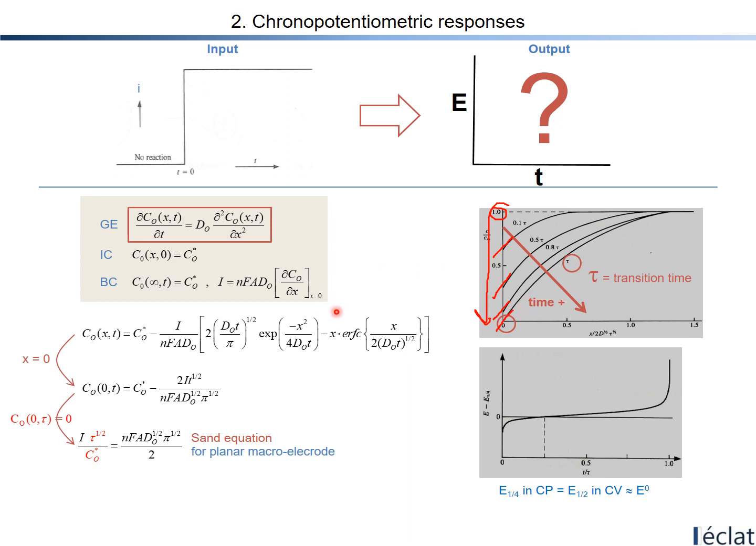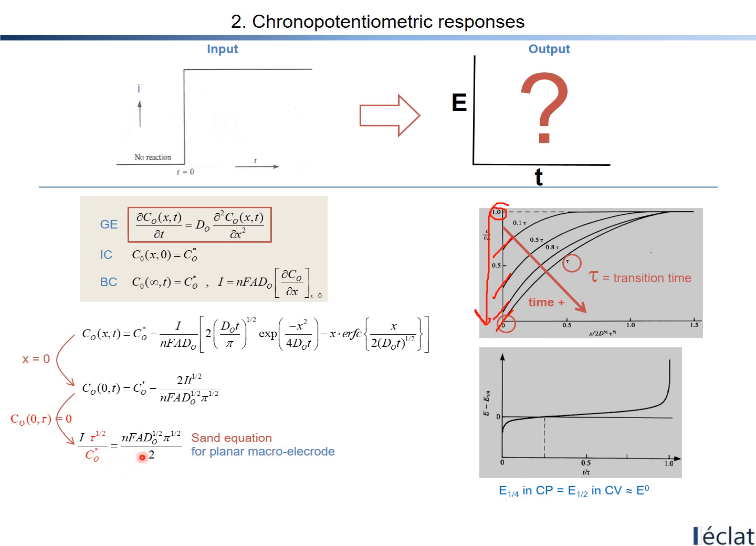Okay, so let's go back to the concentration profile equation. At x equal to 0, the x term is going away, this is going to 1, so you would have obtained this equation. Then let me assume that at time equal to tau, the surface concentration is going to 0, because at tau every molecule should be consumed. So this equation is going to the final equation, which is the so-called Sand equation.